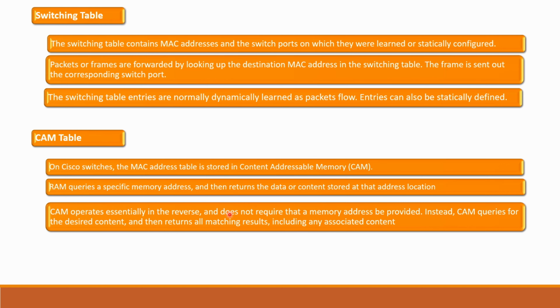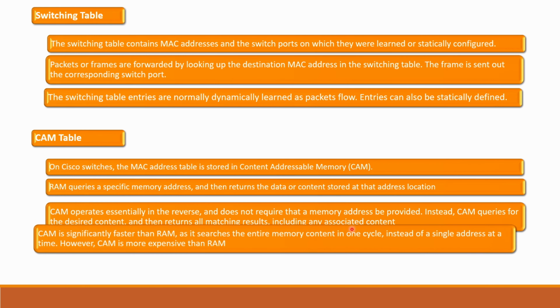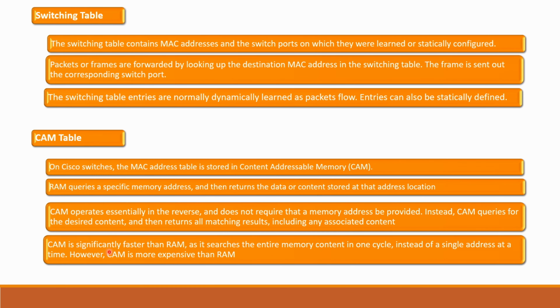It does not require that a memory address be provided. Instead, CAM queries for the desired content and then returns all matching results, including any associated content. CAM is significantly faster than RAM, as it searches the entire memory content in one cycle instead of a single address at a time. However, CAM is more expensive than RAM.